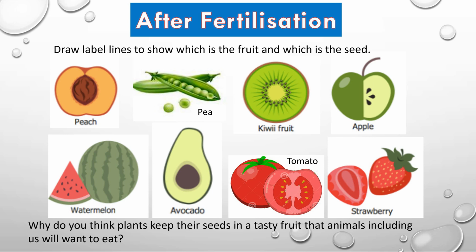So, why do we think that plants keep their seeds in a tasty fruit that animals will want to eat? Well, if the animal eats the fruit, they get the nutrition from the lovely tasty fruit, whatever it is they're eating. But seeds are made of mainly fibre. And fibre does not get digested in the human digestive system, but it helps to move things along. So the seeds will pass out with the animal's feces, including our feces.